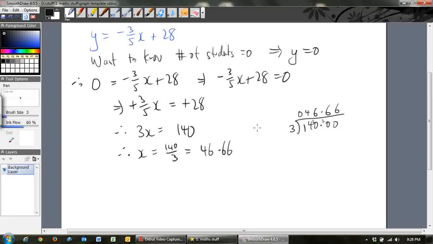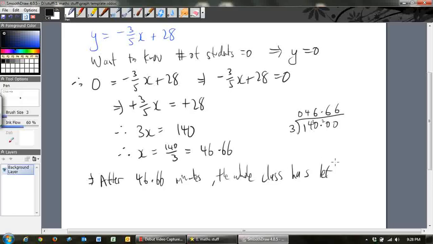Okay, so that's 46.66. And so what this means, what was x again? X told us the number of minutes since class started, and therefore a good answer would be after 46.66 minutes the whole class is left. Because it's just boring maths, isn't that right?